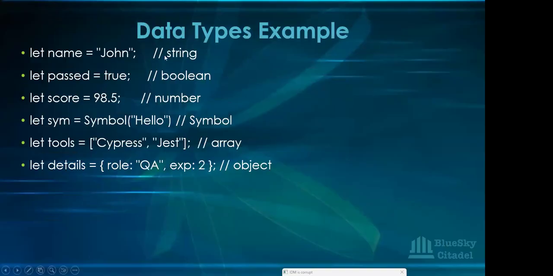So this is an example of our data. Let name equal a string, let pass equal a boolean, our score equals 6.5, a number. Our symbol is a type of symbol, and this is an array. We'll talk more in detail about arrays and objects. And that is how we define our variables in JavaScript.